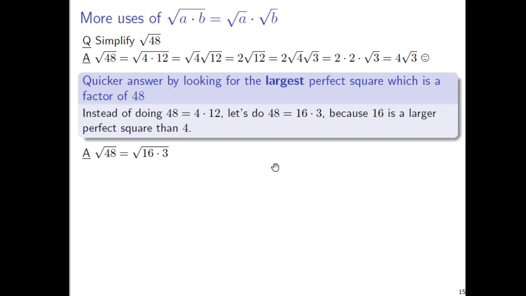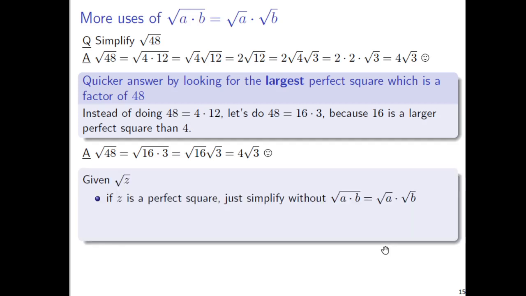So the previous answer works, don't get me wrong, but if you notice a larger perfect square at first, you can save a little time. So root 48 equals root, and then the 48 was replaced with 16 times 3. Now we use the formula that's at the top to turn this into root 16 times root 3, and then the root 16 becomes a 4, while the root 3 has to just be copied. Either way, you have a final answer of 4 root 3, although this second answer is faster.